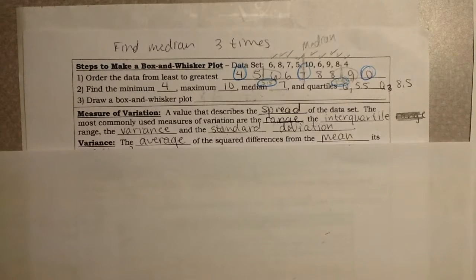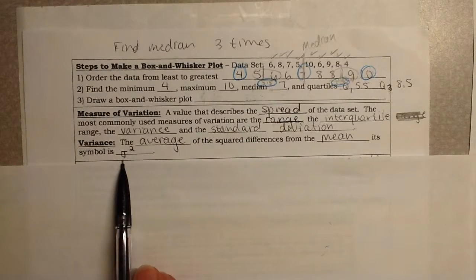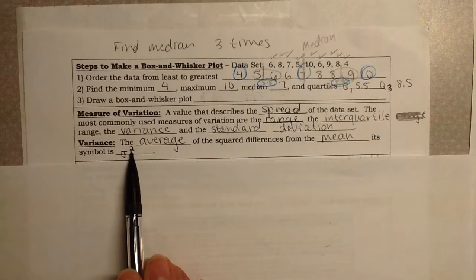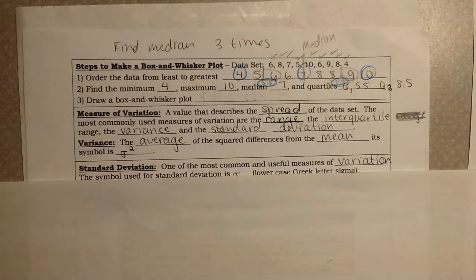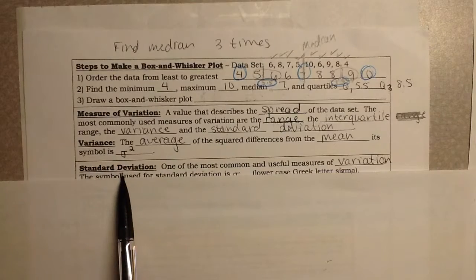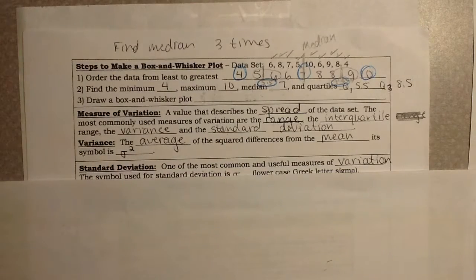the variance and the standard deviation. So the variance is the average of the squared differences from the mean, and its symbol looks like this. This is a sigma, and it's squared. This is a Greek symbol. The standard deviation, we use the variance to find the standard deviation. That's why I talked about that first.